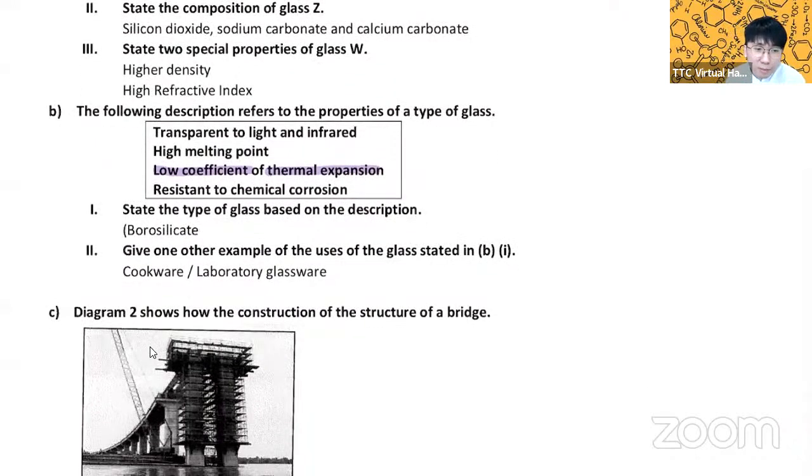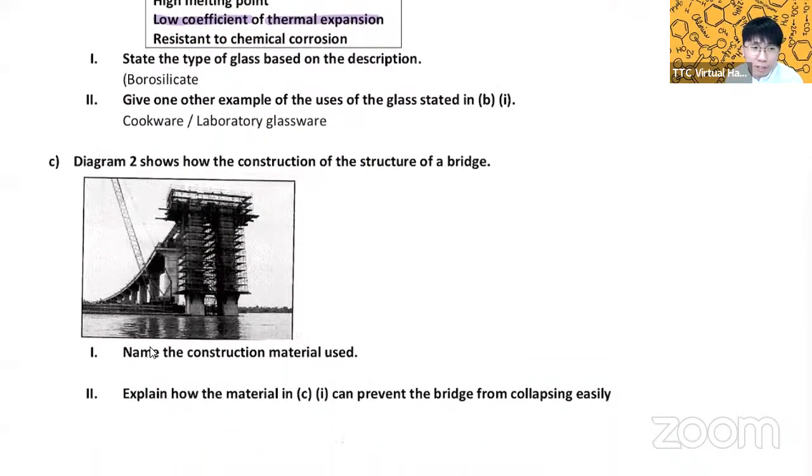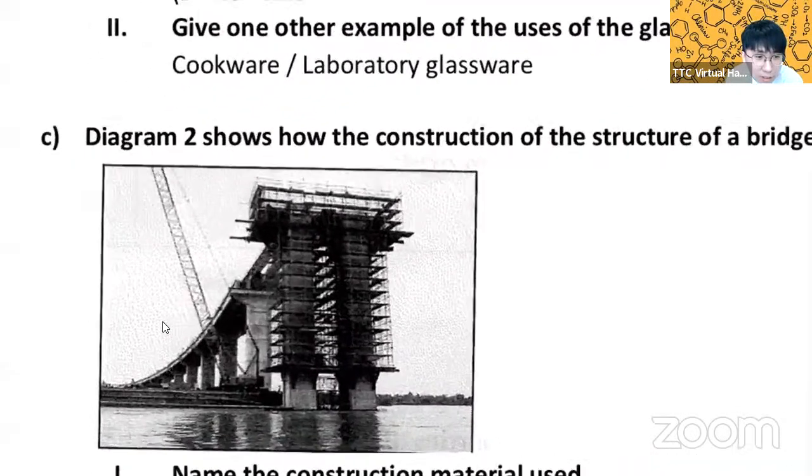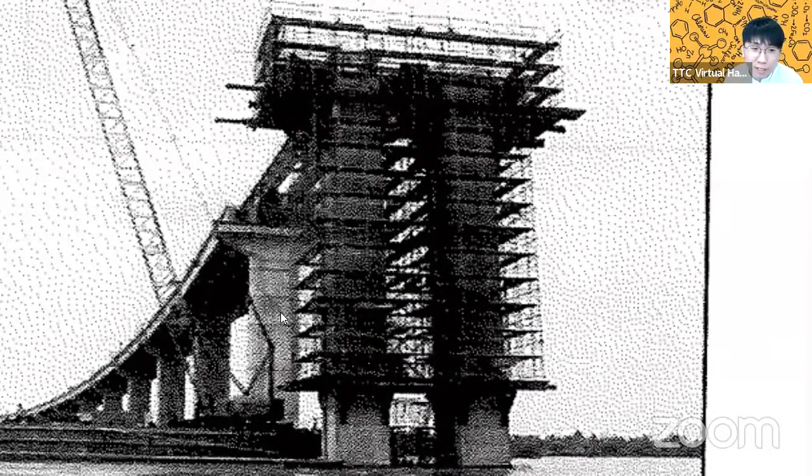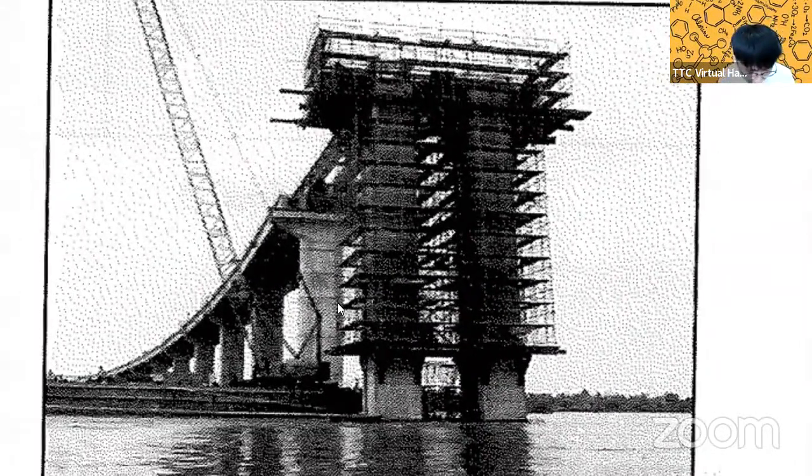Okay, definitely moving on. Going down, we have this. It looks like a bridge. Yes, it's a bridge. Name the construction material used. So we are moving on after glass to composite materials. If you look at this bridge, what does it look like? It has a lot of steel bars and stuff, all this stuff here.